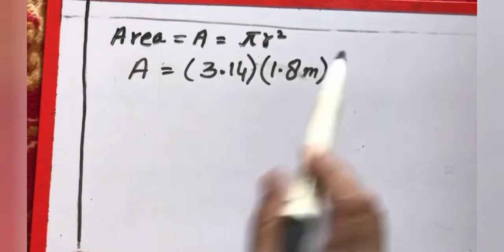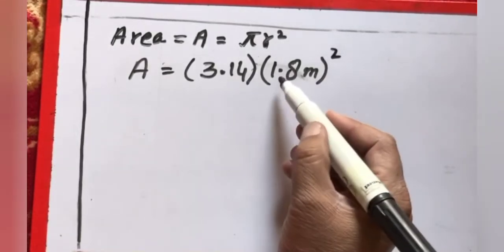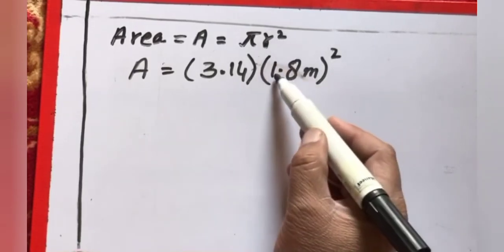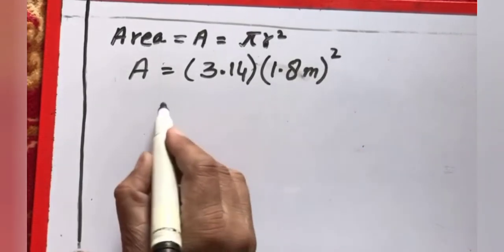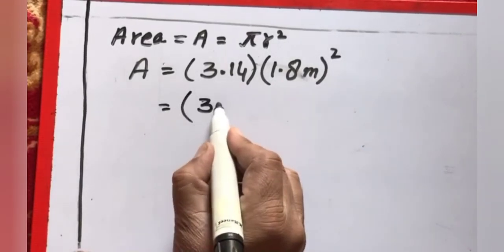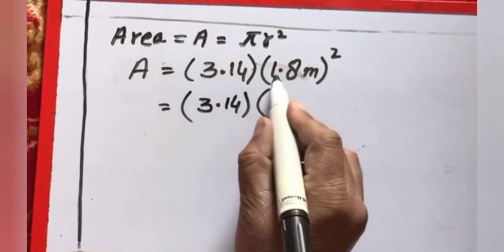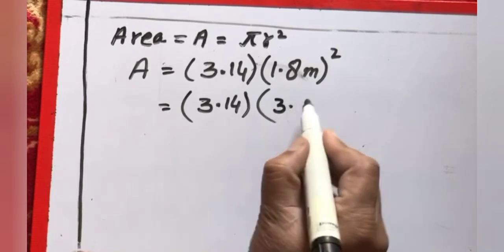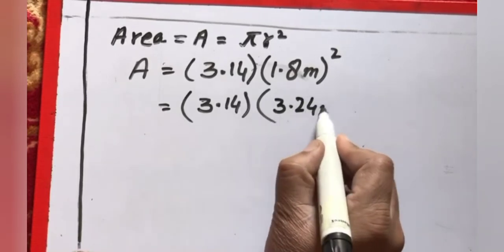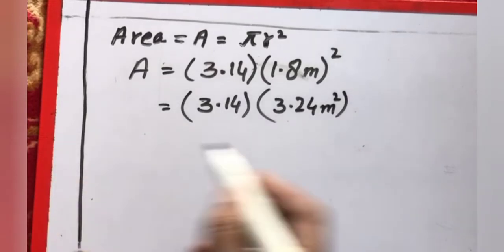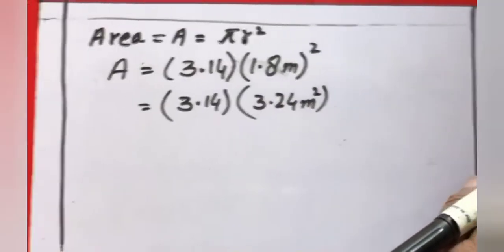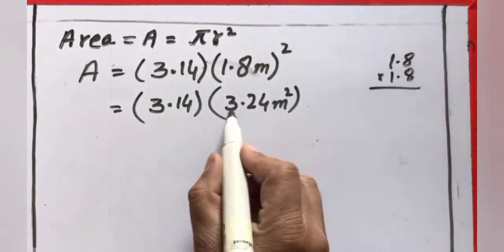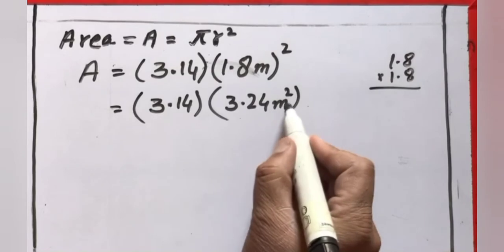Here is the value of r which is 1.8 meter. Here is the square of r, so we will take the square of 1.8 meter. By taking the square first, the square of 1.8 meter, we will have 3.24 meter square. You can easily find the square by multiplying 1.8 into 1.8. So in this way you can find this value 3.24 meter square.